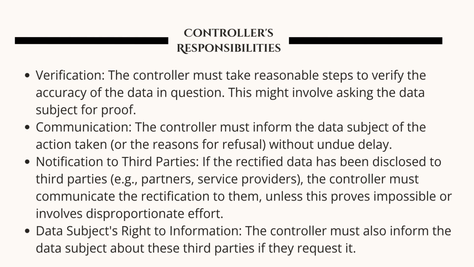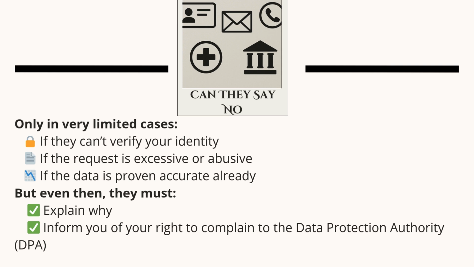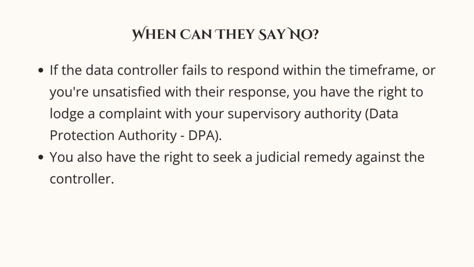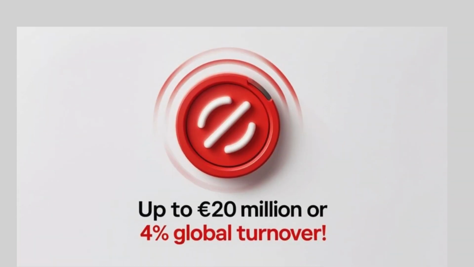If notifying those third parties is impossible or involves disproportionate effort, the controller is excused. But even then, they must inform the data subject and also tell the data subject who those third parties were. So finally, what happens if the controller refuses your legitimate request to fix the data? As a data subject, you have the right to lodge a complaint against the controller with their supervisory authority or to seek a judicial remedy. And remember, the controller generally cannot charge you a fee for exercising the right unless the request is unfounded or excessive.